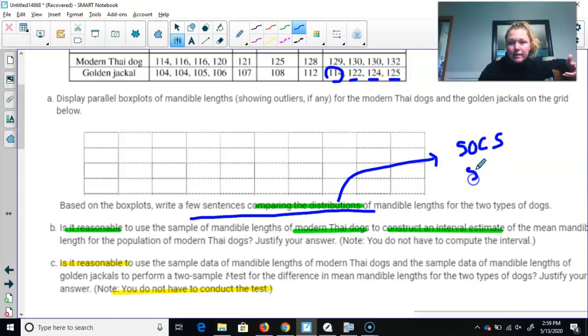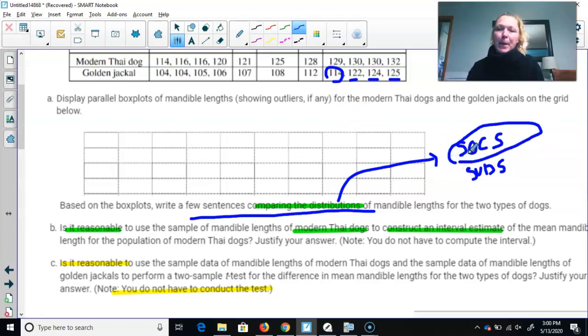Or SUDS. SUDS is for regression. SOCS is if you have univariate data. That means you have one variable: a box plot, a histogram, a stem plot, okay? And we have two different box plots coming from a variable about Thai dogs, that's one variable, and a variable about golden jackals, that's the other variable. But it's not a scatter plot, right? Comparing the two that way. So you need to use SOCS, okay? And the biggest thing, don't lose credit on this, is you have to have comparison words, okay?